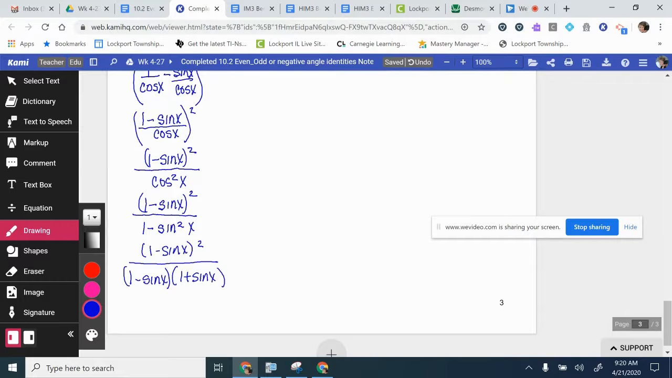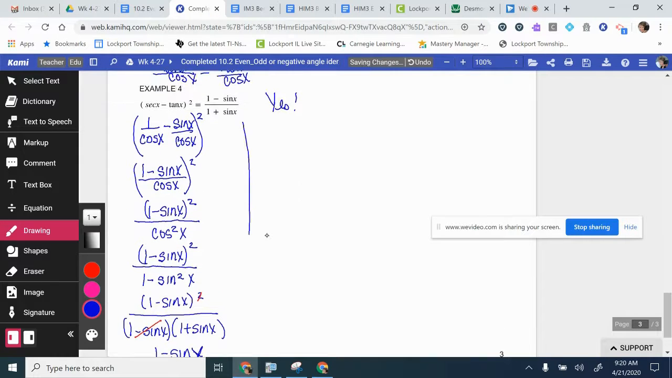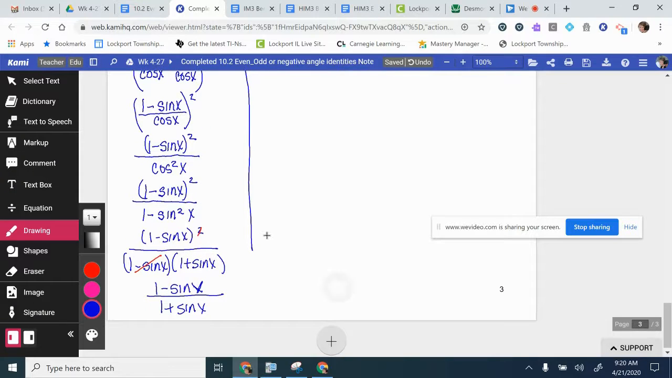And now I'm going to use my properties of exponents again. I have the same base, so I'm just going to operate with the exponents. And this would be a 2 minus a 1. And I'd be left with 1 minus the sine of x over 1 plus the sine of x. That's exactly what I needed. So I'm going to go back to the top and bring that one down.